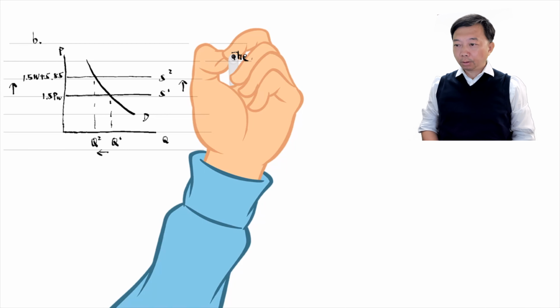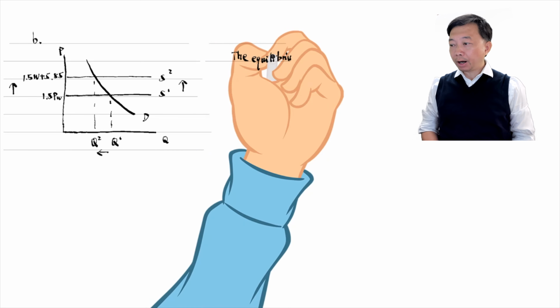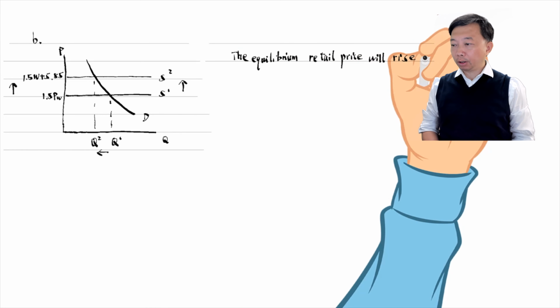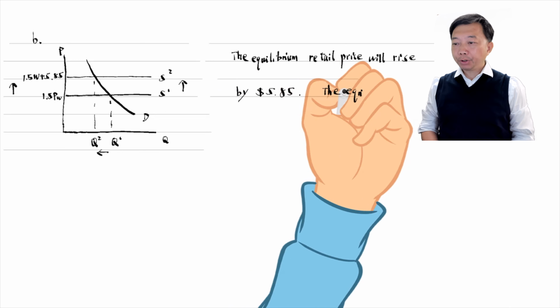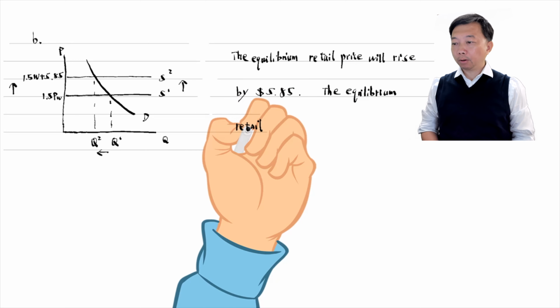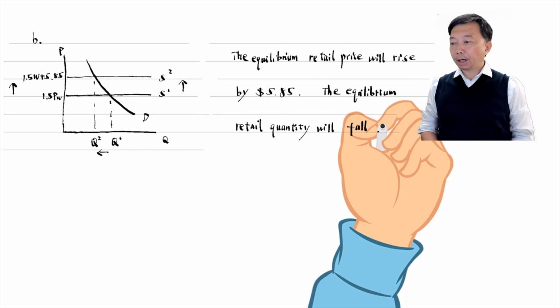The introduction of the tax is a supply shock. It raises the cost and shifts the supply curve upward by $5.85. From the graph, we find that the equilibrium price will rise by $5.85, and the equilibrium retail quantity will fall. We can also see it using math.